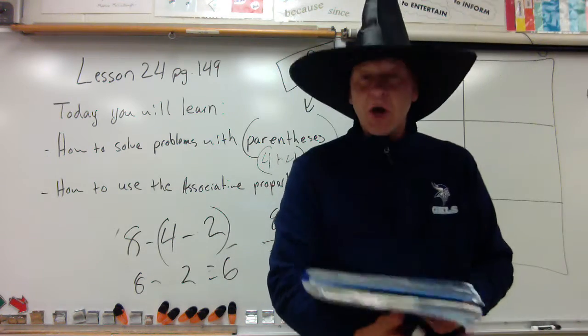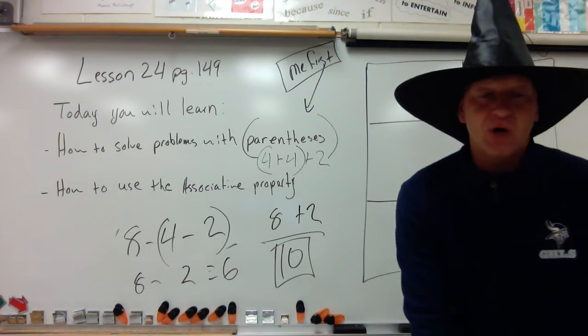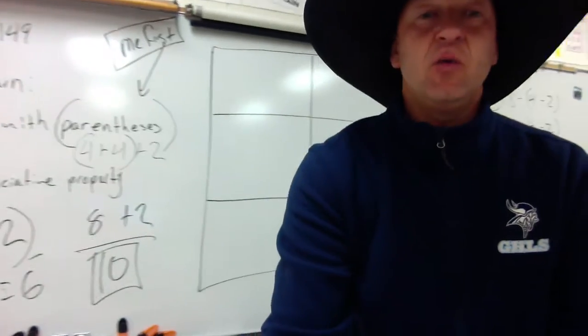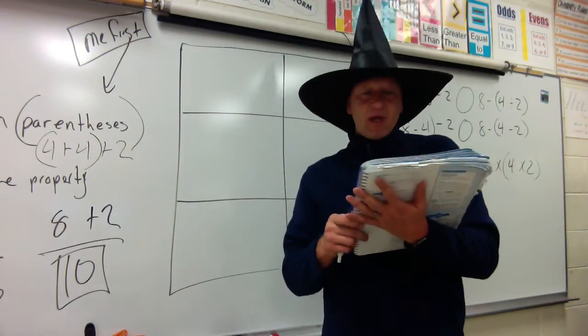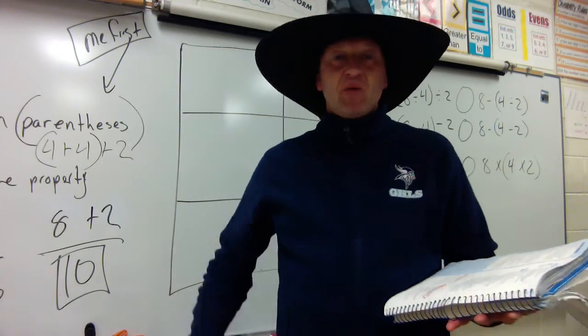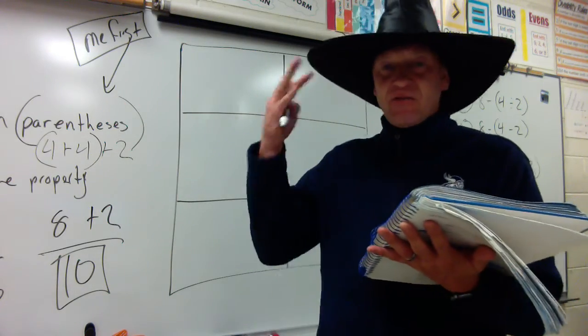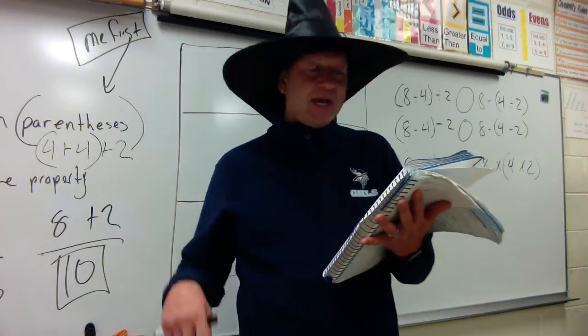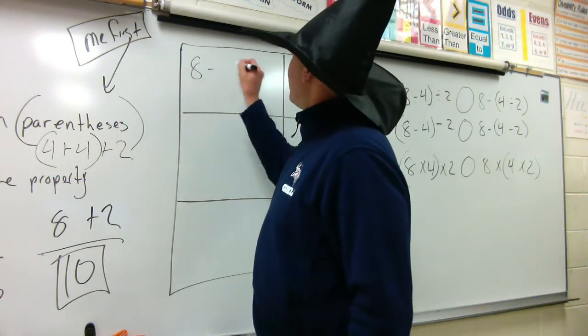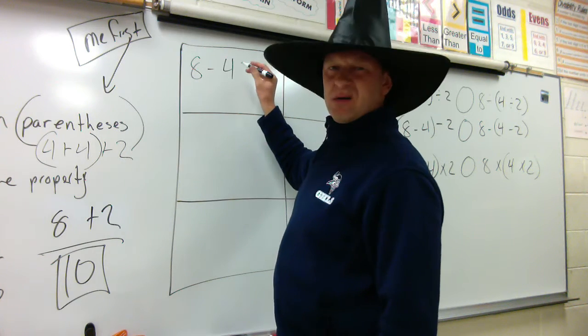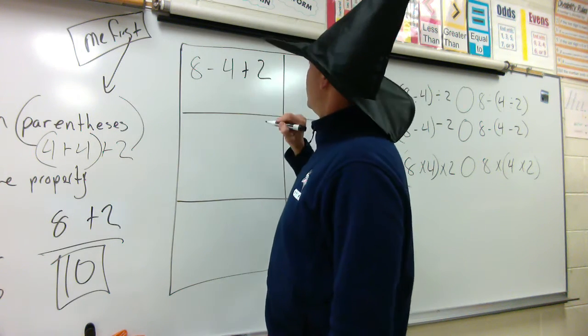We're on page 150 in your book. On page 150, we see two example problems. The first one says this. Melody drew 8 flowers. So we got a total of 8 flowers. She painted 4 blue, and then she painted 2 red. How many flowers were not painted? So we got 8 minus (4 plus 2).